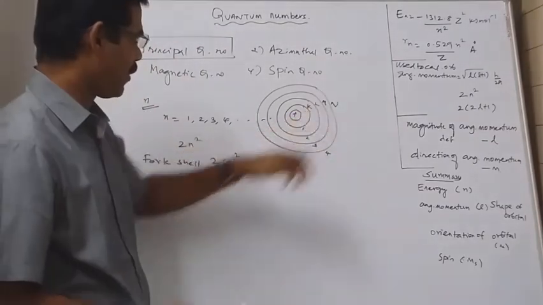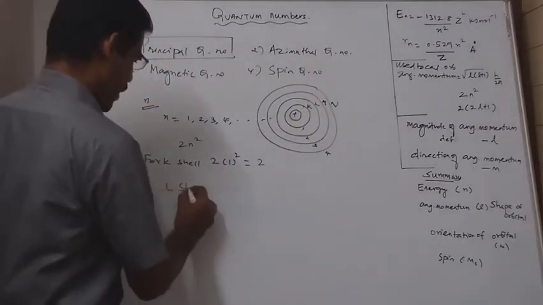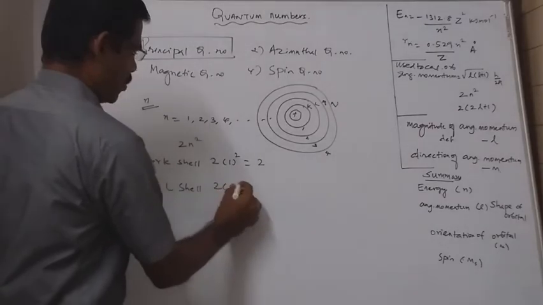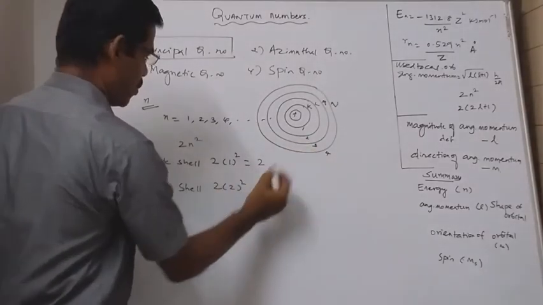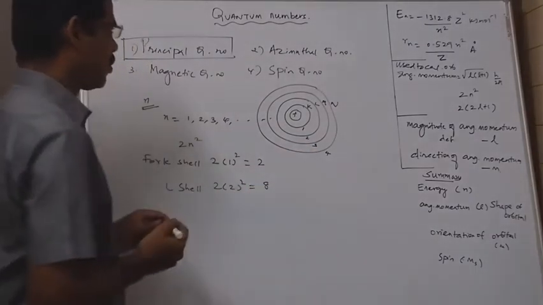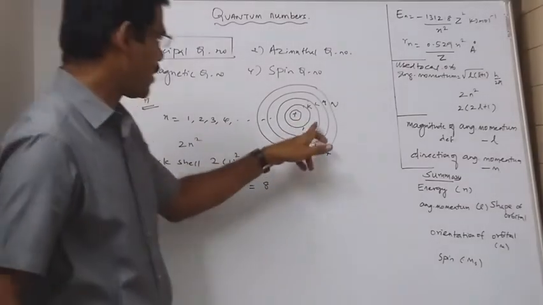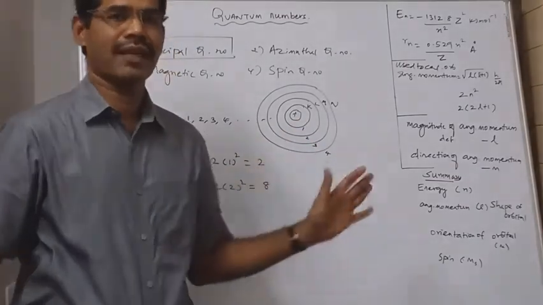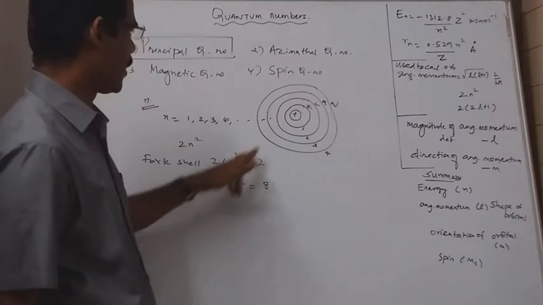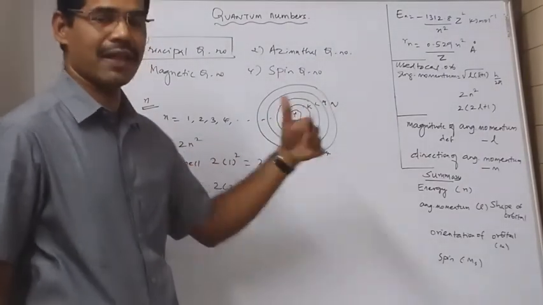Let us calculate for L shell. So for an L shell, 2 into 2 square, because the value of n corresponds to 2. So that will be equal to 8. So which states that in an L shell, a maximum of 8 electrons can be present. So in this way, we can calculate the maximum number of electrons present in a given shell.